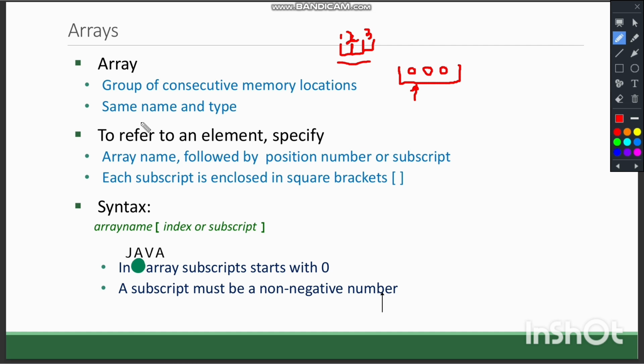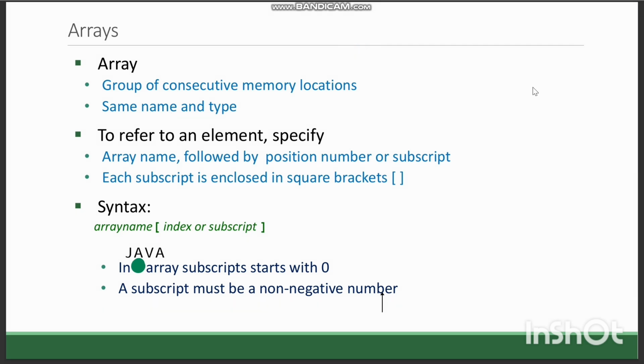The second point is that arrays are reference data types. These are not primitive data types. They refer to an element by the array name followed by the position number or subscript. Each subscript is enclosed in square brackets, which is the sign of the array. Here is the general syntax: array name, and then its index or subscript, its number, in the brackets. If the array contains 10 elements, we will name the first element, second element, and so on. If you don't understand this, don't worry, we shall discuss all of it later.